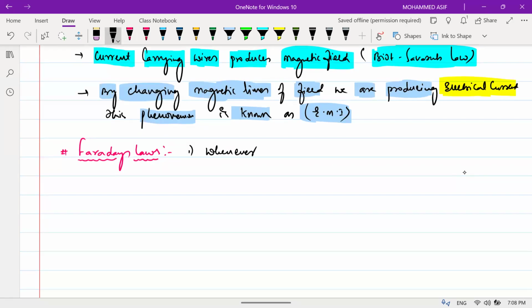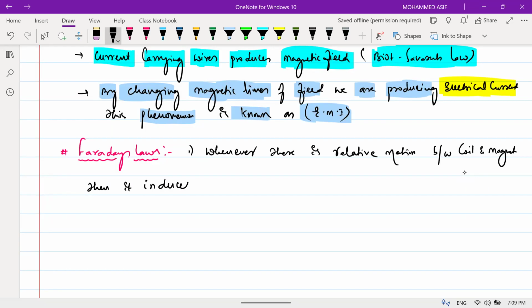So what is the first law? Whenever there is a relative motion, this is a very important term, beta. Whenever there is a relative motion between coil and magnet, then it induces EMF or it induces current in the coil. Okay.